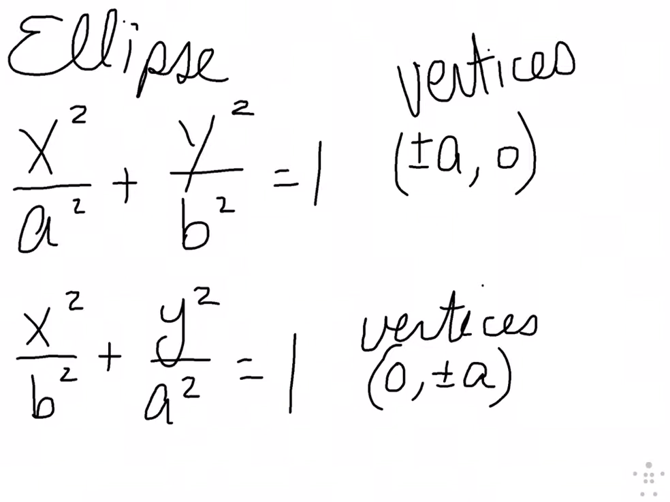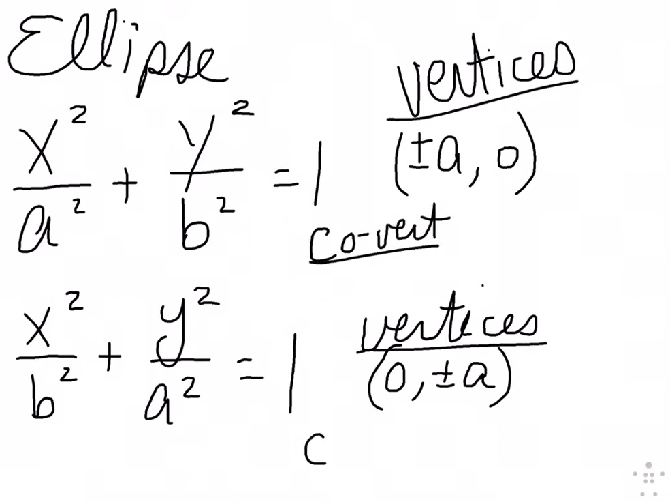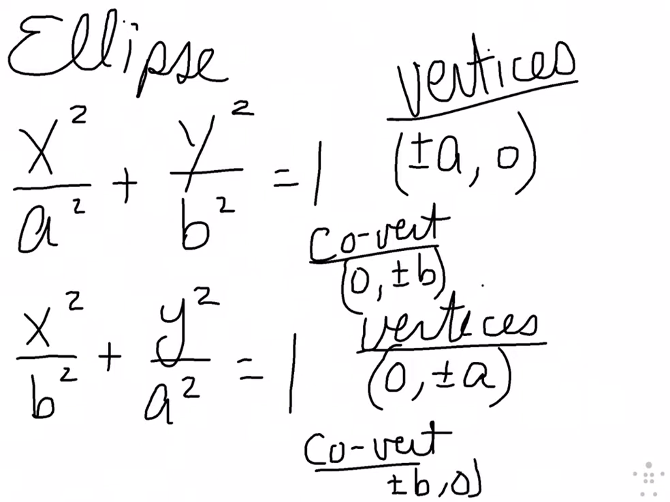Then the second thing that you have is called covertices, which I'm going to abbreviate as covert. And what covertices are going to be is the square root of the b's. So for instance, because the b is underneath the y in the first one, that'd be 0 and plus or minus b. And because b is underneath the x in the second, it's going to be plus or minus b, 0.